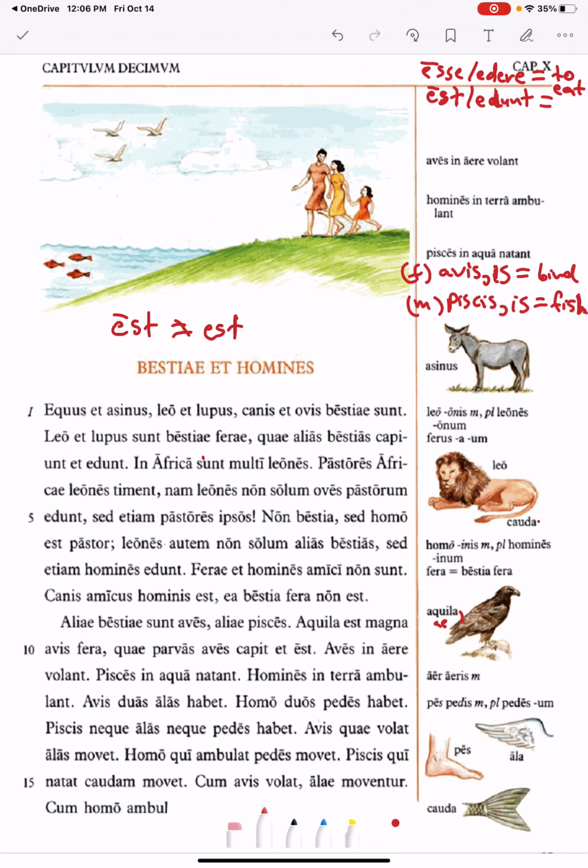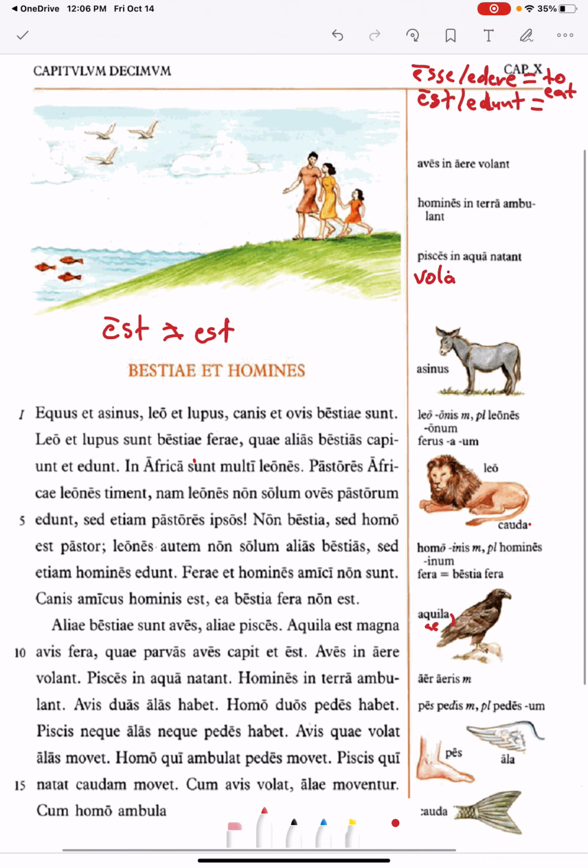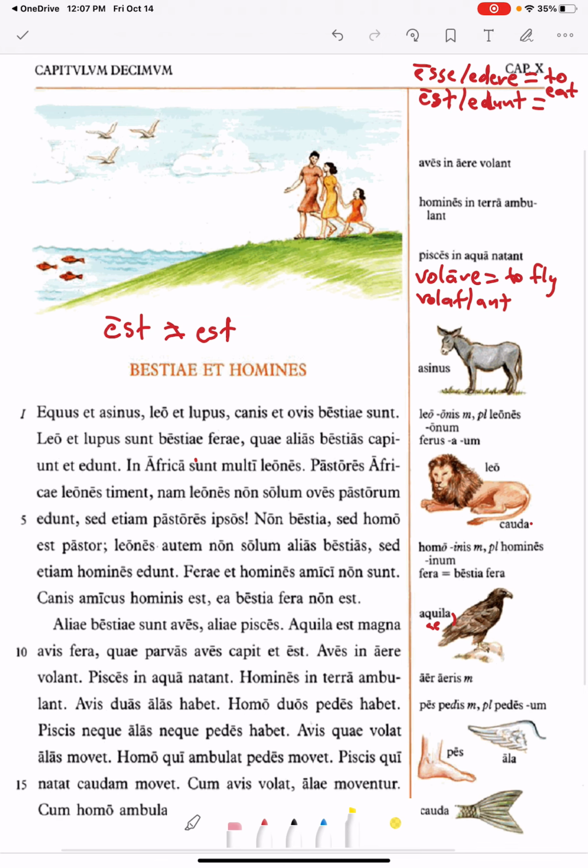Aves in aere volant. Ubi volant aves? Volare significat to fly. Volare means to fly. And volat means he, she, it flies, or volant means they fly. So aves in aere volant. So the birds fly. Ubi? In aere. And here is the word to your right in the margin, aer, aeris. And this means, as you might guess, air. So aves, the birds fly in the air.